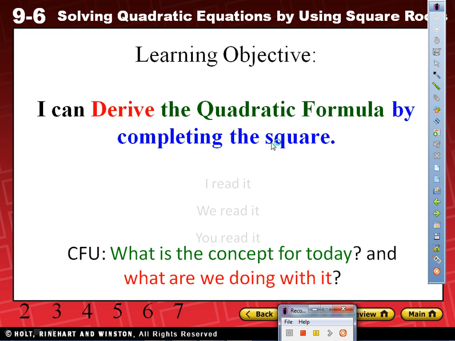We already know the process for completing the square. We just did that earlier right now in the warm-up, right? We've been doing it for the past couple of weeks, and deriving the quadratic formula. We already know the quadratic formula, but where did it come from? Today we're going to actually make it happen. We're going to create the quadratic formula from scratch.